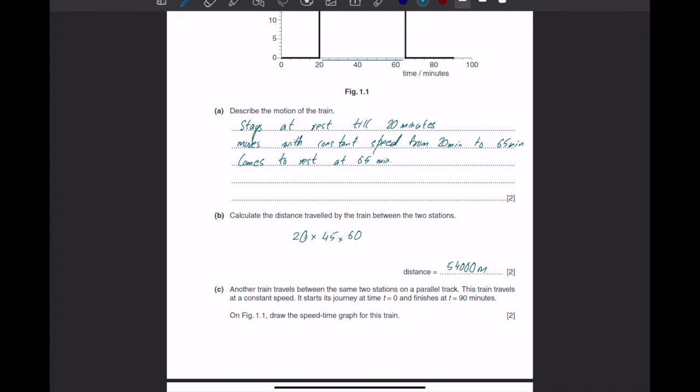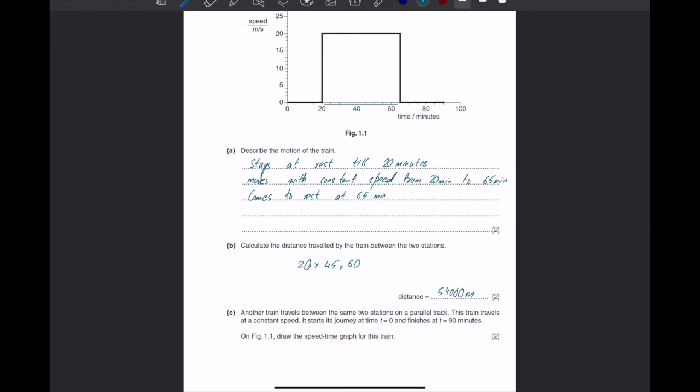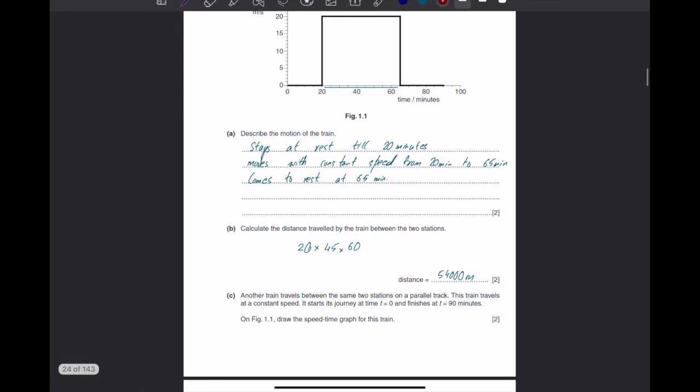In the next part of the question, it says another train travels between the same two stations on a particular track. This train travels at a constant speed. It starts its journey at 0 and finishes at 90. Draw the speed time graph for this train. So, there are various ways to look at it, but you know that it's traveling at a constant speed. So, the distance must be equal to speed into time.